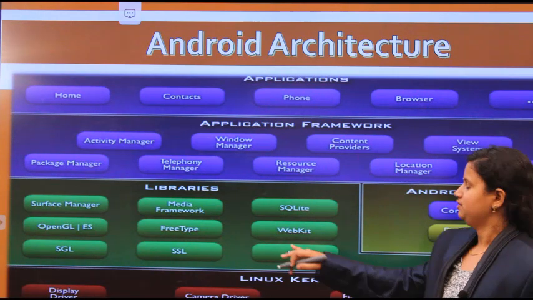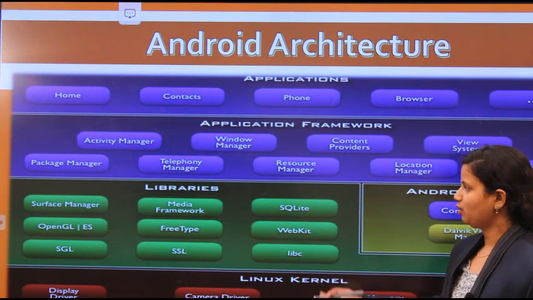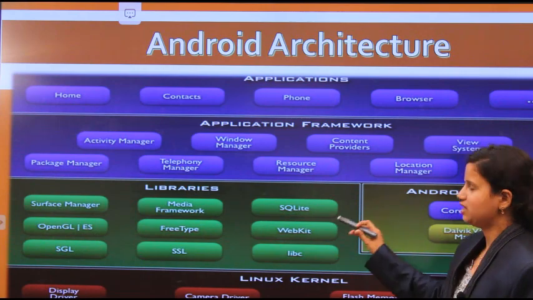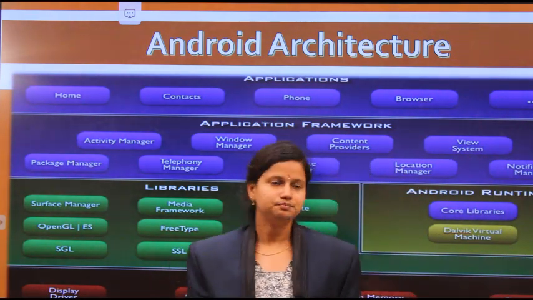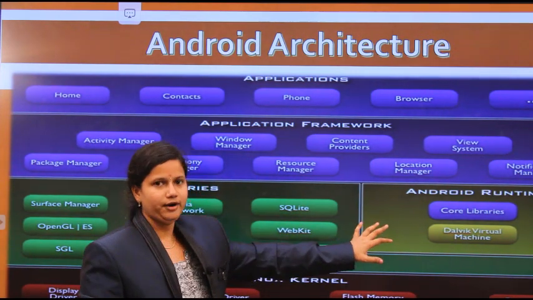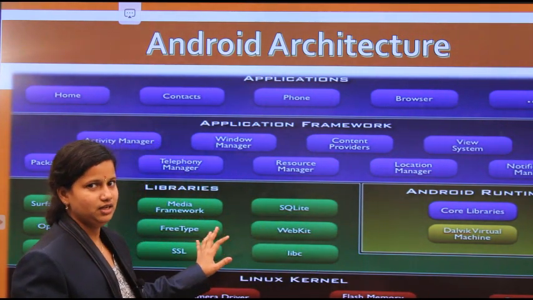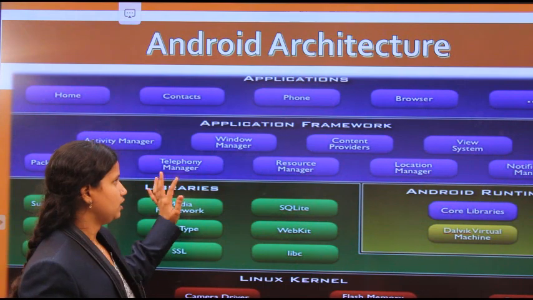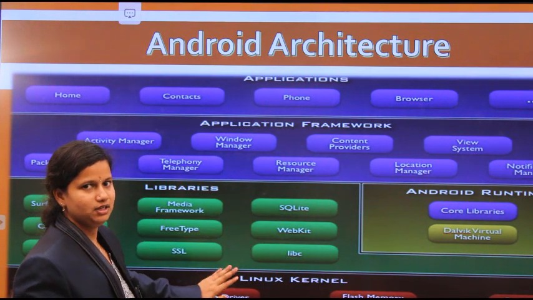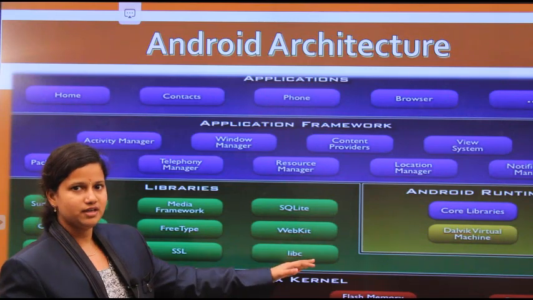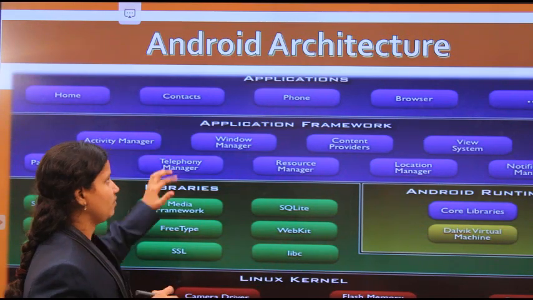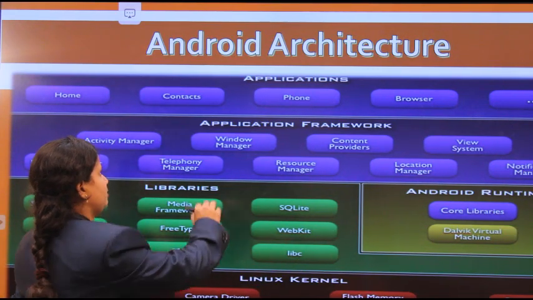But again, the second layer from the bottom onwards, this libraries layer is to be partitioned into libraries and Android runtime. Libraries and Android runtime. So totally you are having 5 sections. The architecture of Android is having 4 layers, but these 4 layers are to be partitioned into 5 sections. So we are developing a contacts application.